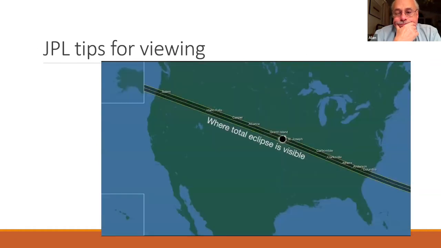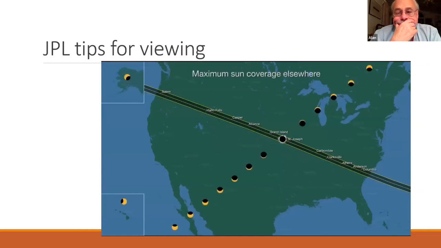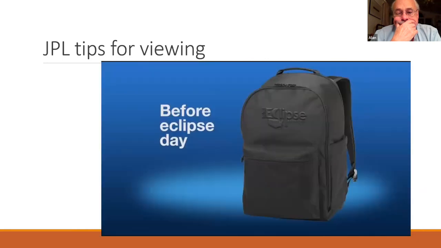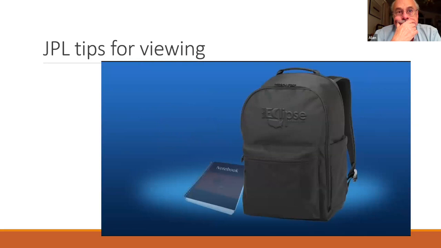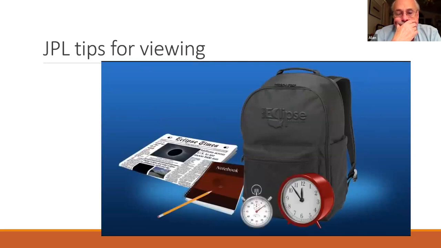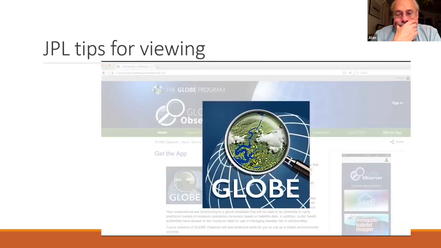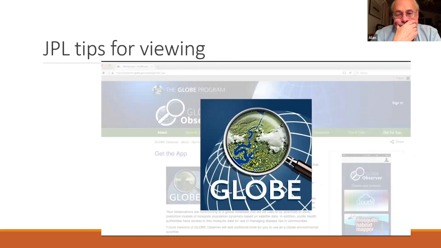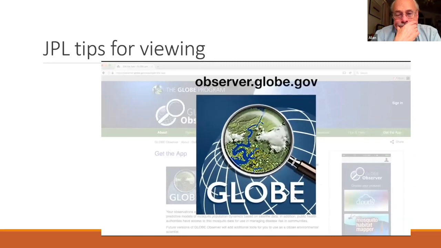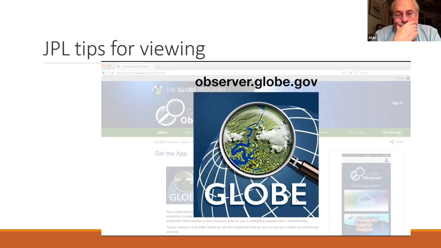Not everyone can travel to the narrow path of totality, so here are some things to look for whether you see totality or a partial eclipse. Before eclipse day, pack your eclipse toolkit with a notebook, pen or pencil, a clock, a stopwatch, the front page of a newspaper, a thermometer, and a stick with a piece of crepe paper tied to it, and bring an assistant to help conduct some science observations. Practice using a citizen science phone app to help you study clouds, air, and surface temperatures during the eclipse. A good one is the Globe app.